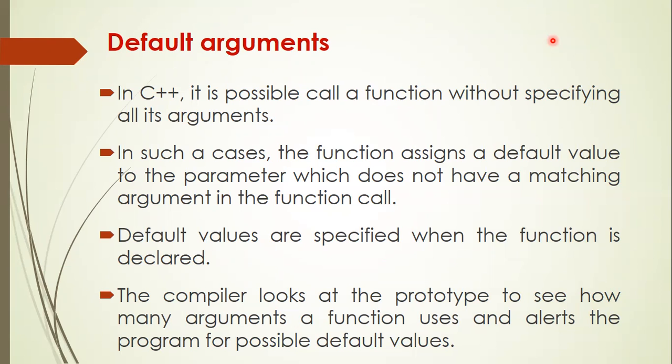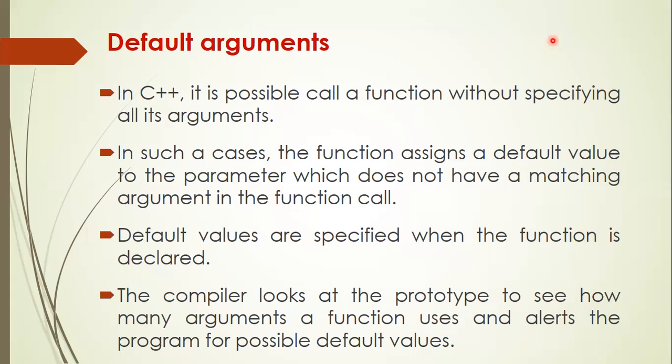Instead, if you call the function like c = f(a), then the second argument is missing, so for the second argument it makes use of some default value. The default value you should specify in the prototype. So the default values are specified when the function is declared. That means during prototyping only, you should specify the default value for an argument which may be missing while calling a function.